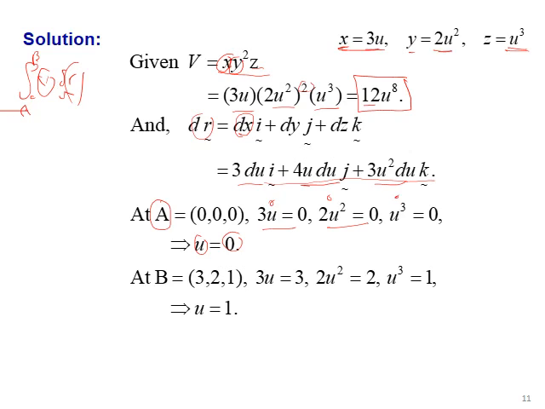Now for B, I will substitute x by 3. So here it will be 3 equals 3u. So this means that u should be 1. So 3 equals 3, as you can see here. Same thing for y, it will be 2, z equals 1. All of them will give u equals 1. Now you can see here I converted v, dr, A, B as a function of u.